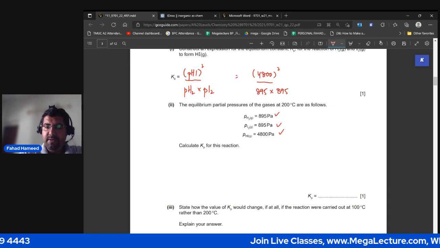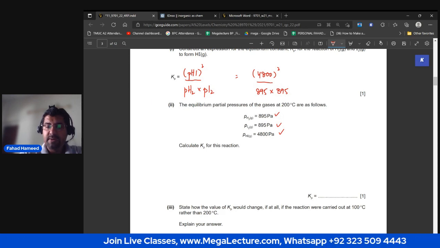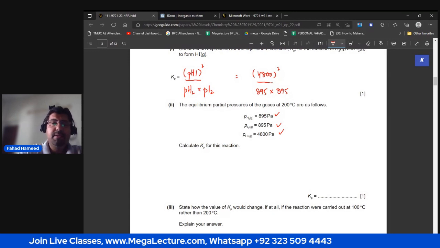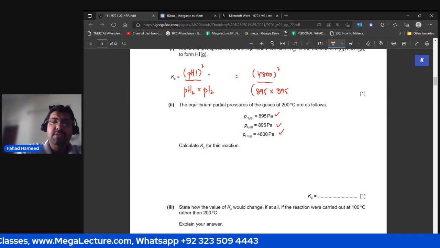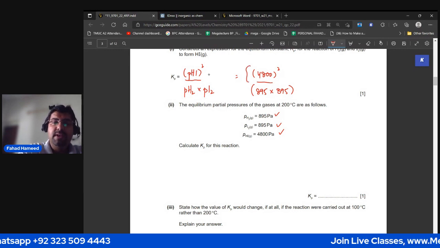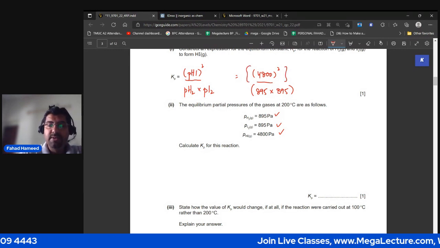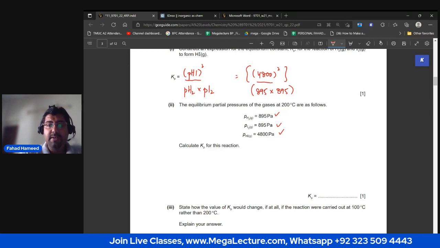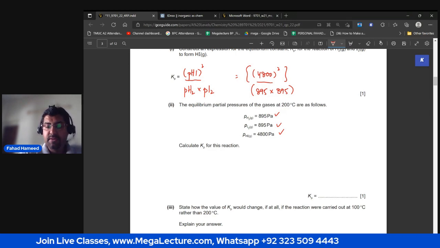So it's going to be 4800, and that's going to be squared. I mean, you should be very familiar with your calculator, divided by... put things in brackets. Make sure you tell your calculator clearly what you're trying to do. Even if you're doing 4800 squared, put brackets around it, so there is no confusion. So it's going to be 895. At least on your calculator, there should be no confusion.